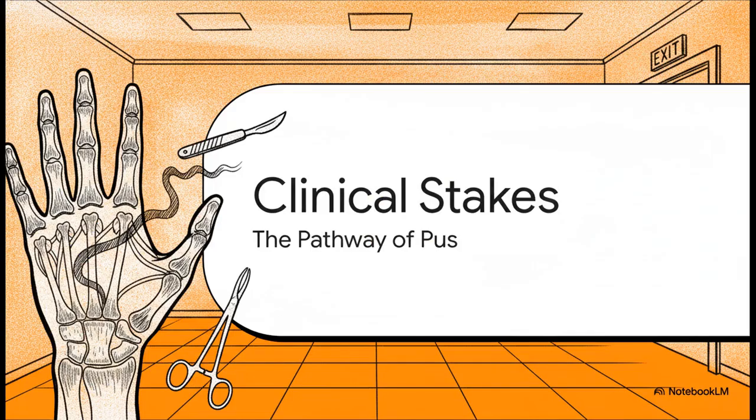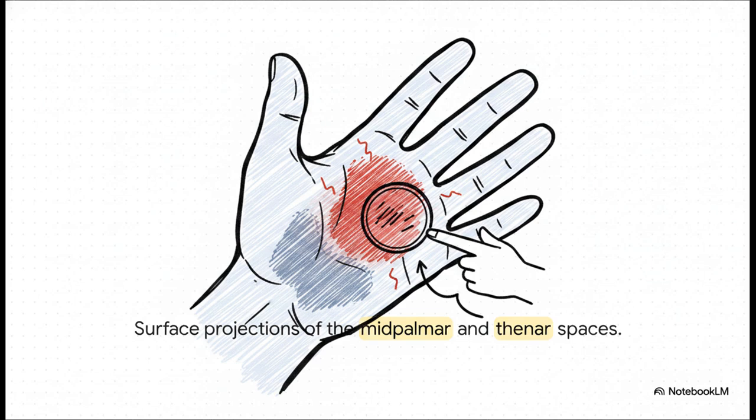Now for the clinical stakes and infections, the pathway of pus. In a real clinical setting, obviously, a patient presents with a swollen, agonizingly painful palm, not a perfectly neat cross-section. But by projecting the boundaries of these deep spaces directly onto the surface of the skin, a physician can pinpoint the exact problem. The midpalmar space projects right over the central and medial part of the palm, while the thenar space projects over the fleshy base of the thumb. So a tender, bulging swelling specifically over that central medial area immediately signals to a trained eye that, hey, we are dealing with a trapped midpalmar infection.